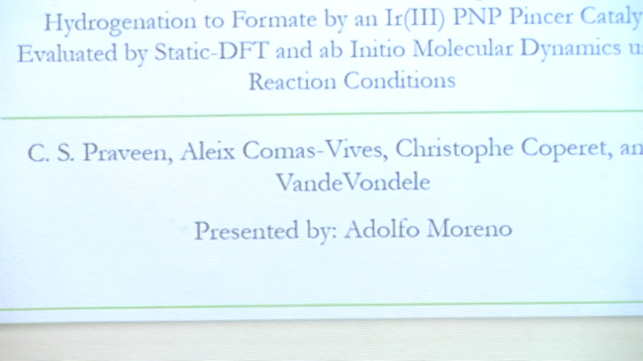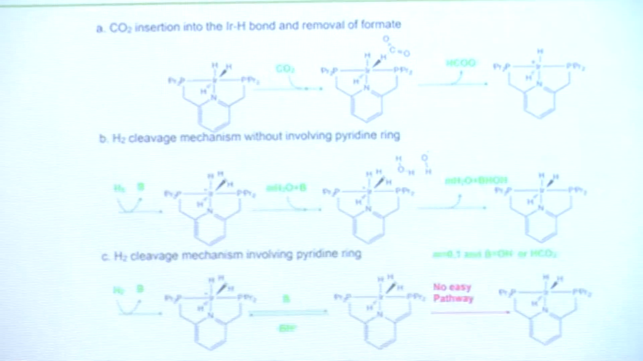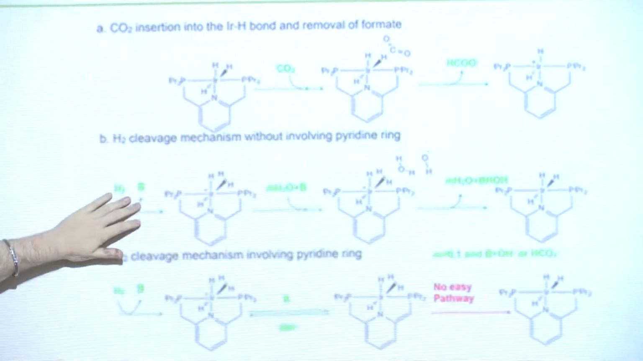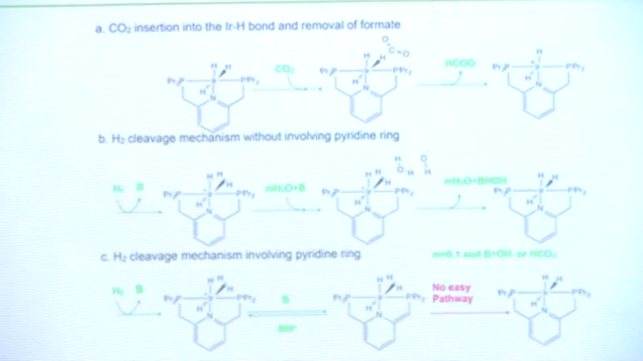Go back to your last slide there. So in that second pathway, what's getting kicked off on that second arrow? You have the A2 hydrogen compound, and then it looks like you have water and hydroxide coming in, and then you get back your trihydride species. What's getting kicked out there?